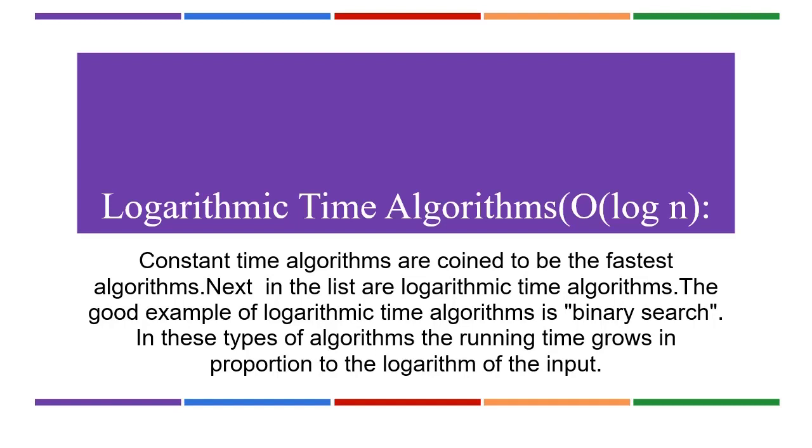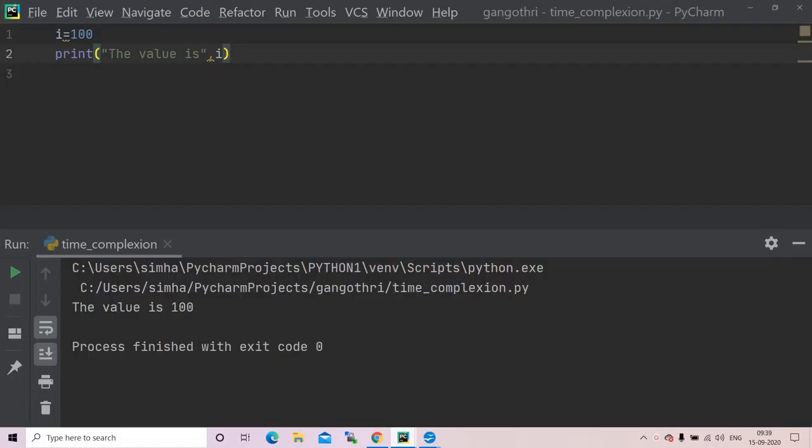Next in the list are logarithmic time algorithms. A good example of a logarithmic time algorithm is binary search. Now, in logarithmic time algorithms, the running time grows in proportion to the logarithm of the given input. So without any delay, let us see a simple example. Remember that an algorithm is said to have logarithmic time complexity if the input size reduces in each step.